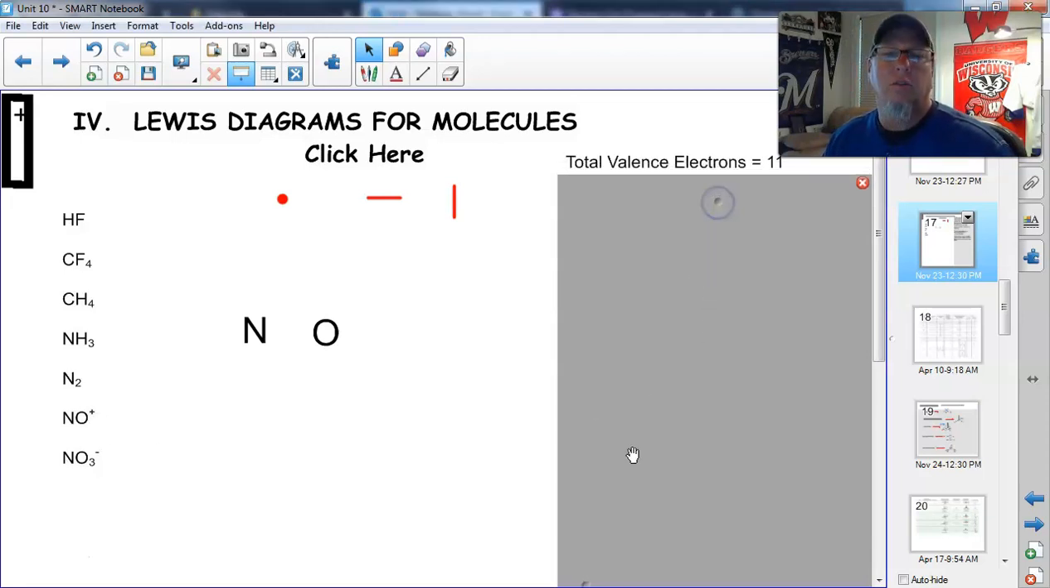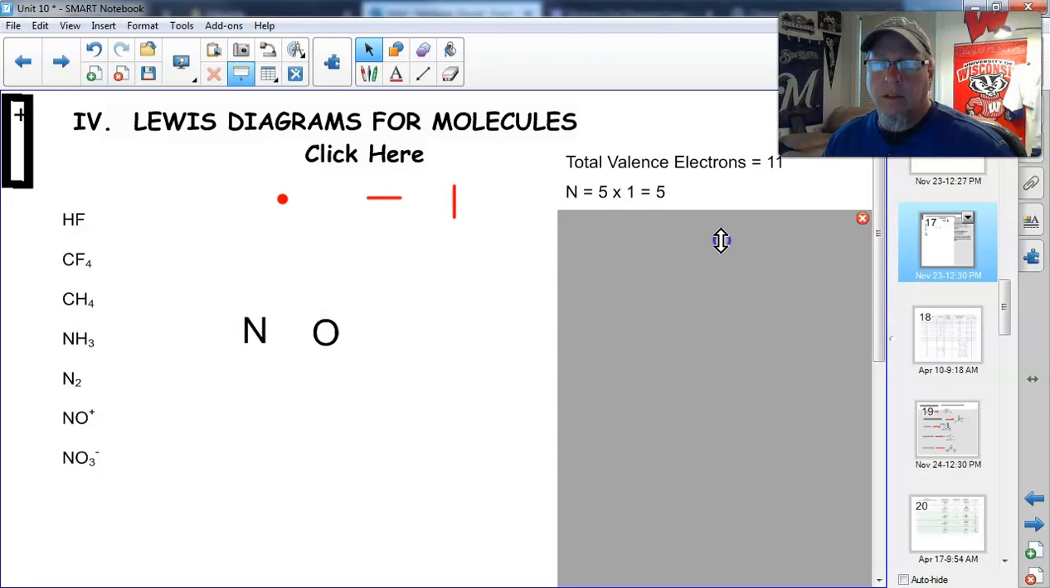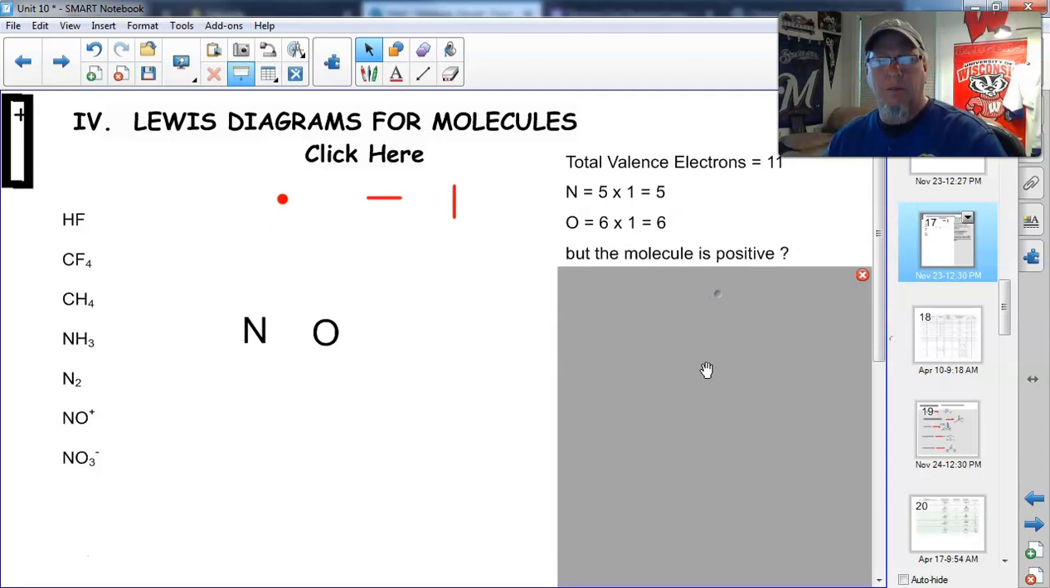So I think the total number of electrons is 11. And I get 11 because nitrogen is 5 and there's 1 nitrogen. Oxygen has 6 valence electrons and there's 1 oxygen, so there's 6. But this molecule ends up being positive. And if you remember how you get to have a positive charge is you lose an electron. So somewhere when I'm making this molecule, some electron gets randomly lost in the process.